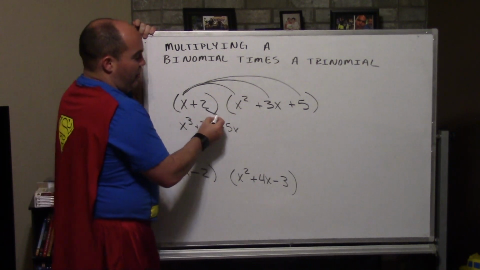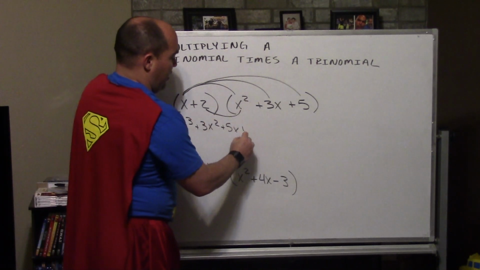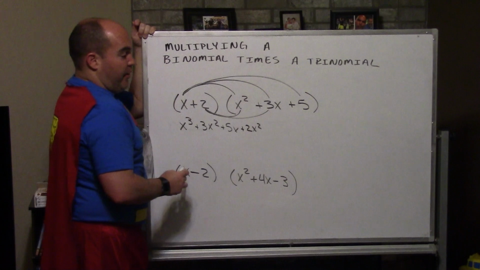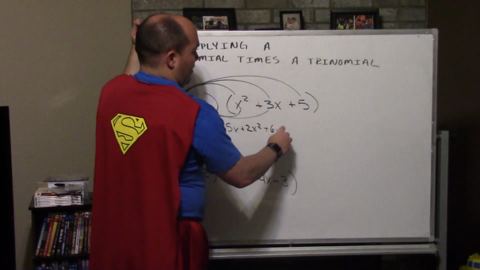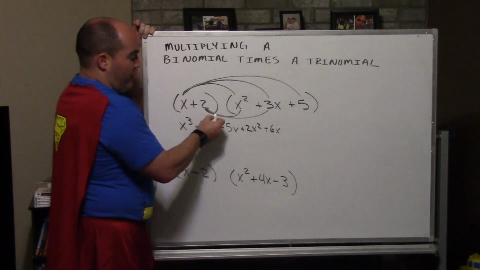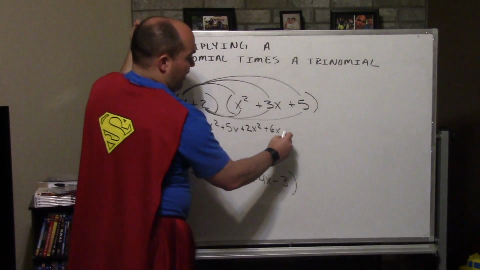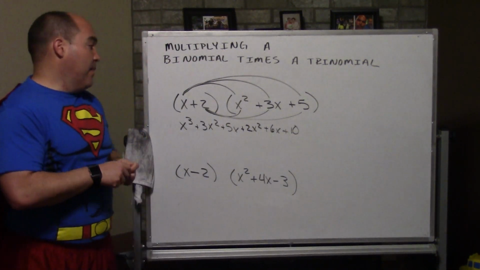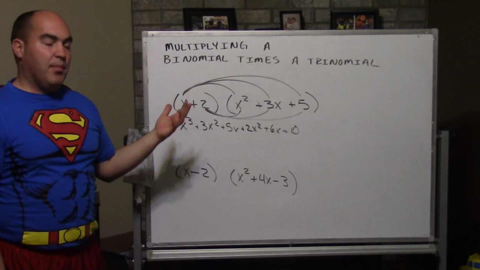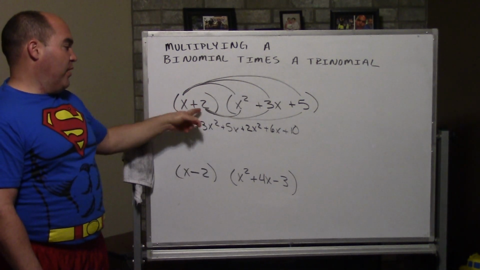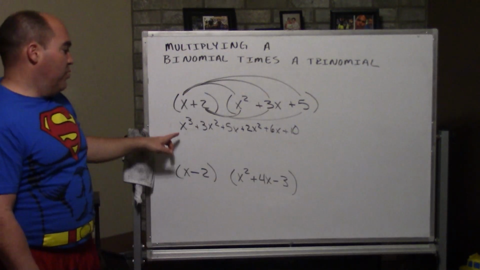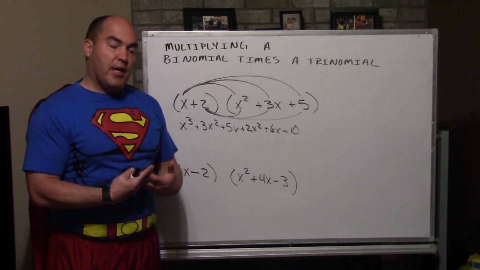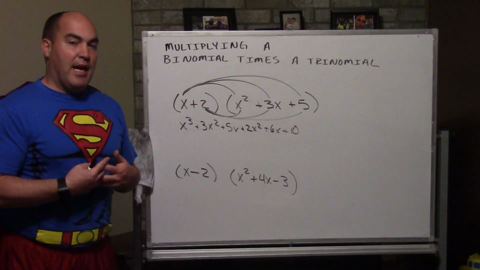So the 2 times the x squared is 2x squared. The 2 times the 3x is 6x. And the 2 times the 5 is 10. As you can see, this is kind of easy. We've got all positive numbers, which makes everything pretty simple. If you multiplied each of these by each of these, you end up with 6 different terms. We've got to take those 6 terms and write our answer in standard form, so we've got to put our like terms together.